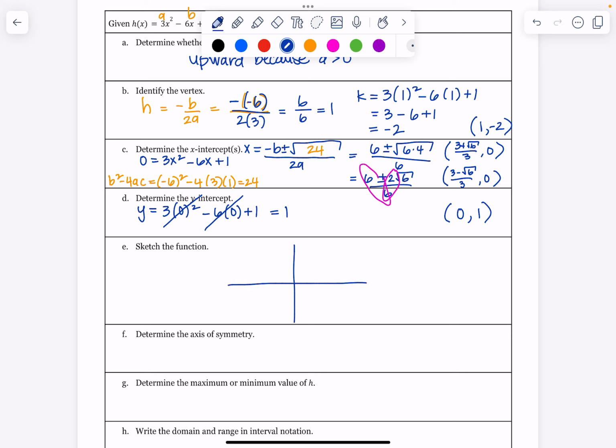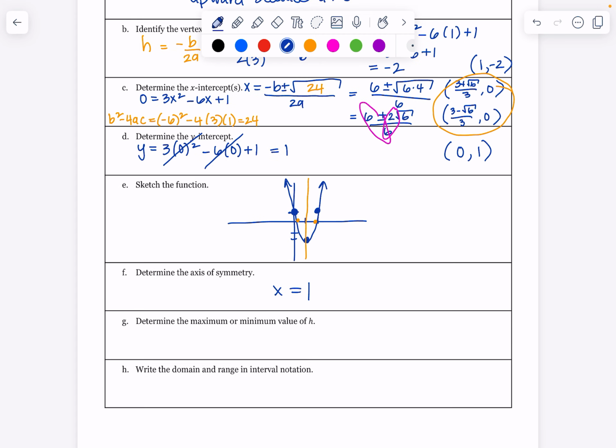Let's do that for now. So 1, negative 2 would be my vertex. Excuse me, sorry. 0, 1. By symmetry, I could get another point here. And I'm not going to find them, but these two x-intercepts are right there and right there for some decimal. And we could guess. Axis of symmetry is going to cut through my vertex, and so my axis of symmetry is going to be x equals 1. Maximum or minimum value happens at the vertex, so that is a minimum, and that's a minimum of negative 2 at the vertex, so at x equals 1.